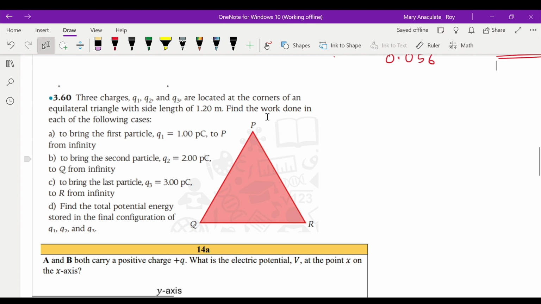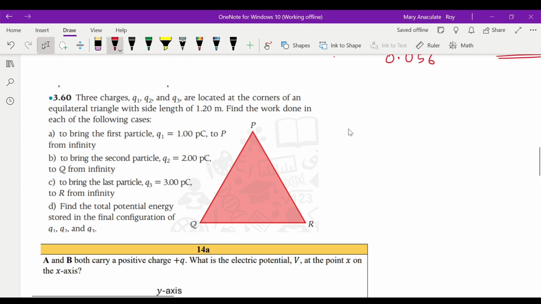Now the next one, 3.6. It's not related to electric potential, it is related to energy or work done. So it's the second formula that we will be using here. Let's see what the question is all about. Three charges Q1, Q2, Q3 are located at the corners of an equilateral triangle.